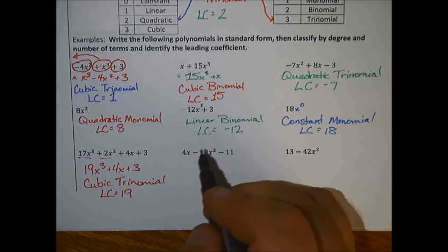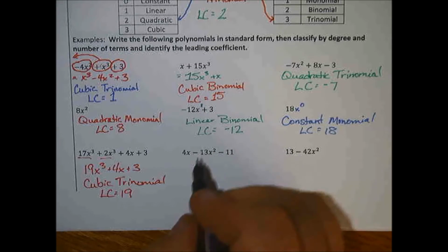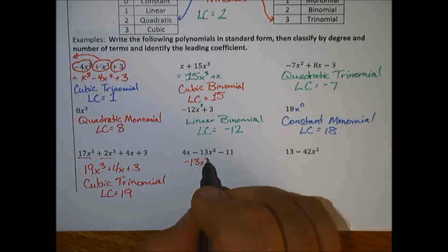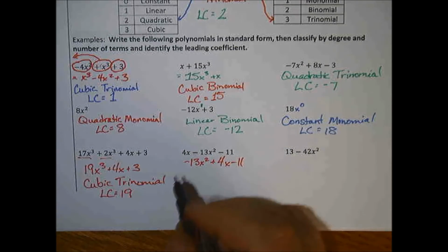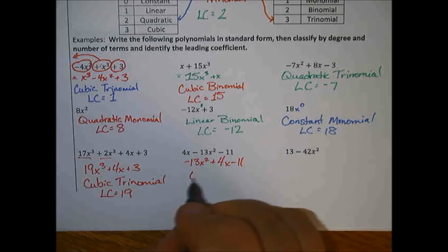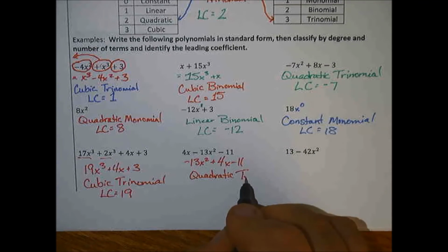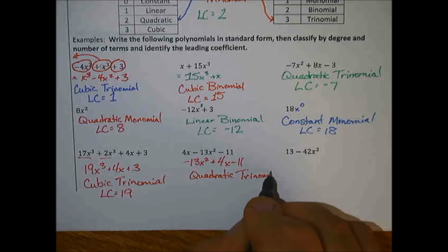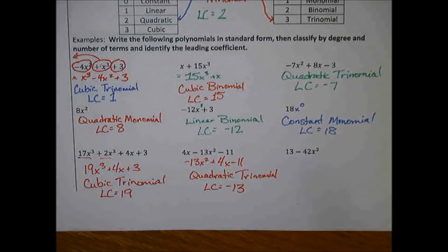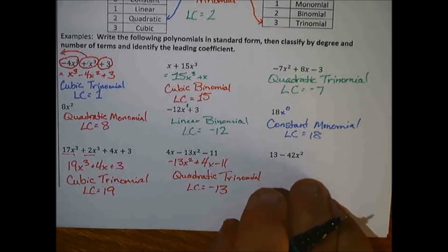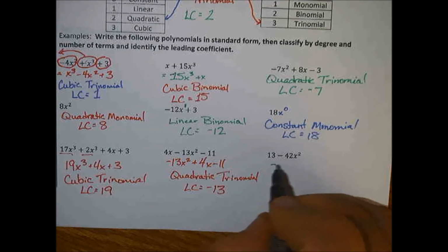Okay. This next one here, I just need to rearrange. I need to put the x squared term in front. So it's going to be a negative 13x squared. Make sure you carry that negative with you. Plus 4x minus 11. So it is a quadratic. It's a trinomial, again, with a leading coefficient of negative 13. The reason we like to use trinomials is because binomials are boring, and anything smaller than that is also boring. So that's kind of why it's overused.